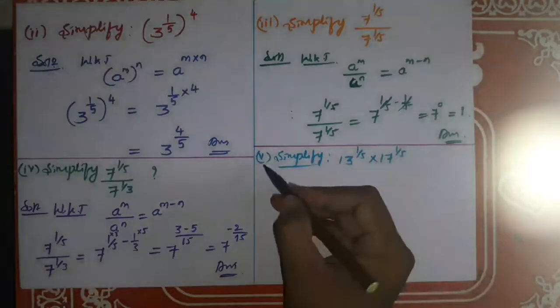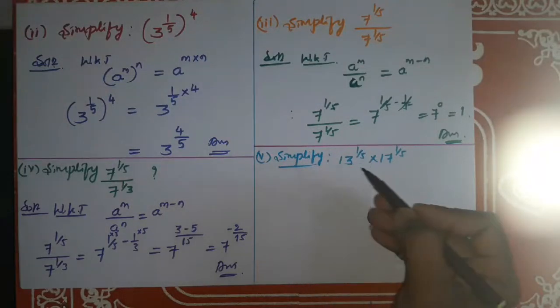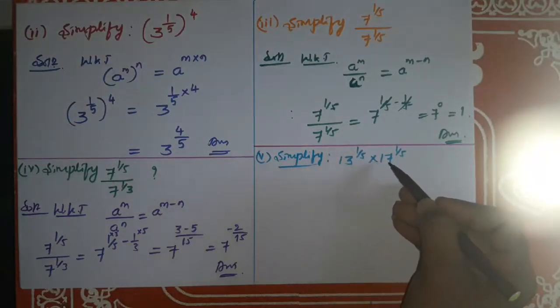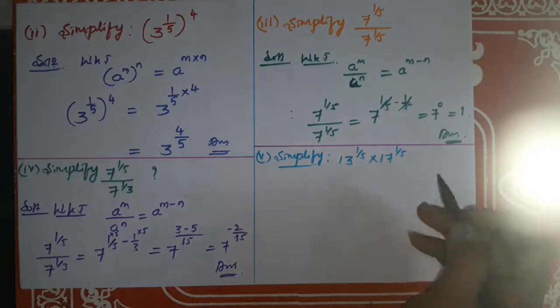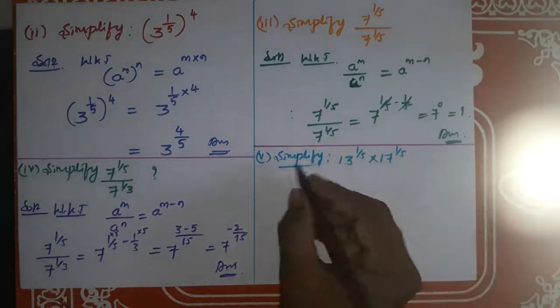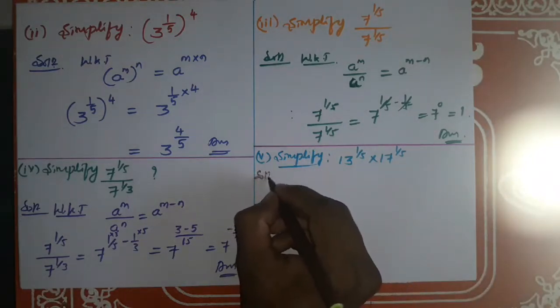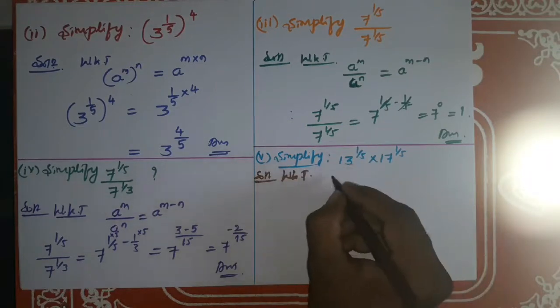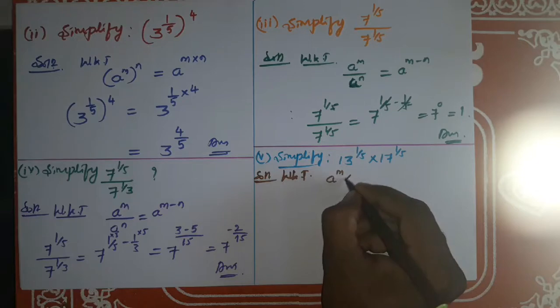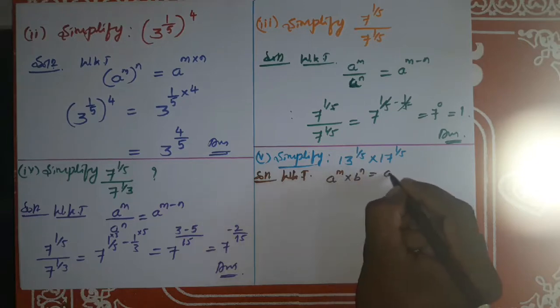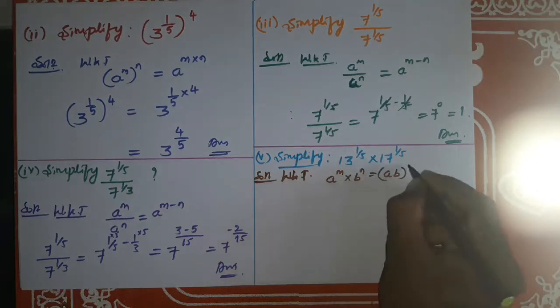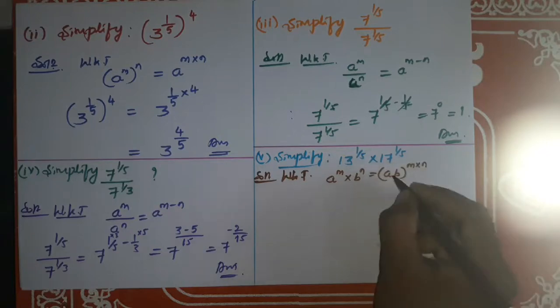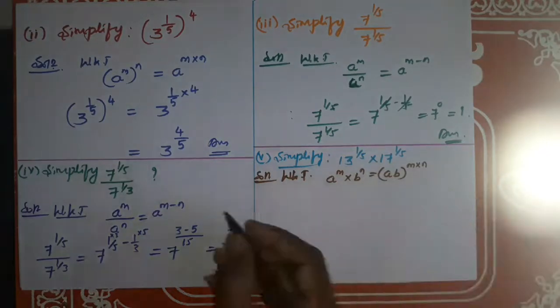Dear students, fifth example we have: simplify 13 to the power of 1 by 5 into 17 to the power of 1 by 5. We have to use the fourth law of exponents in this. Solution, we know that a to the power of m into b to the power of n is equal to ab whole to the power of m into n, or a into b whole to the power of m into n.